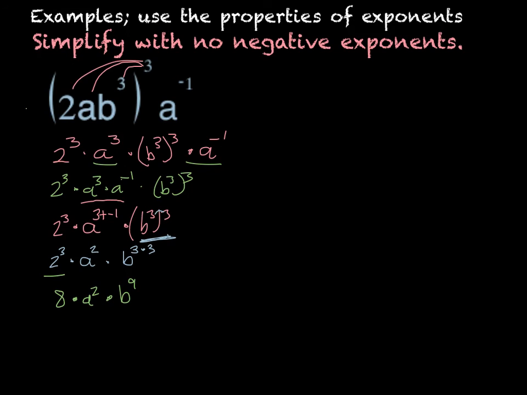Now I just make sure that that is simplified as far as it goes. There's nothing else I can do. There's no negative exponent, so my final answer is 8a squared b to the 9th. And that is your final answer.